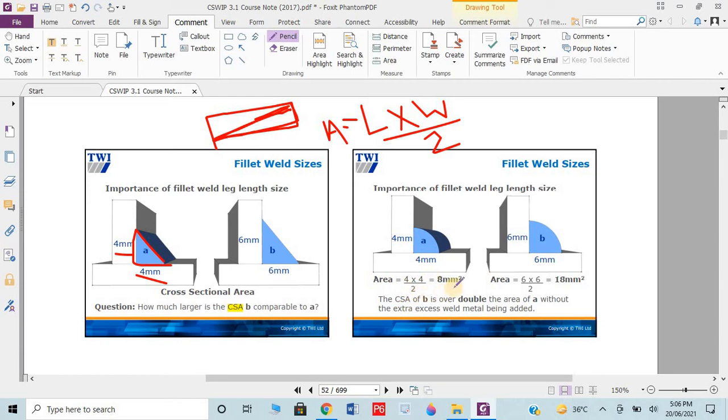You can see here 4 into 4 by 2 is 8 millimeter. And if you consider this one, 6 into 6, 36 by 2, 18 millimeter. So the question could be, you have two shapes, length and width given, and you want to say which has the more cross section area. Simply multiply and divide by 2, and whichever value is more will be the more cross section area. He can also give you CSA. It stands for cross section area, don't be confused.